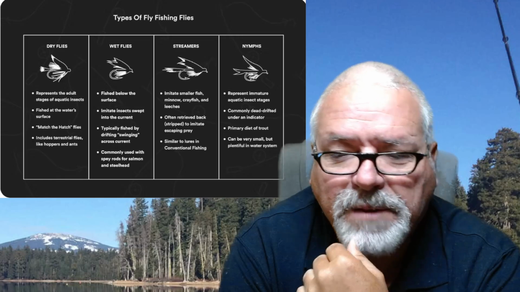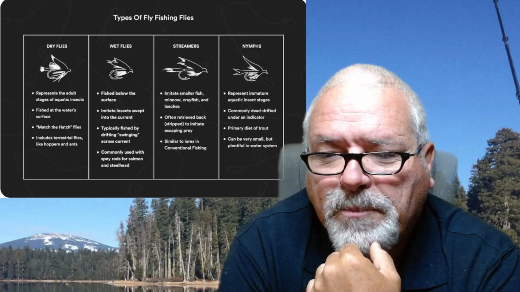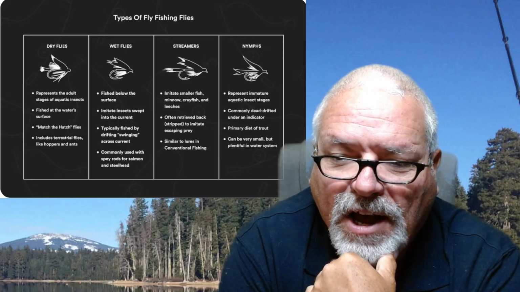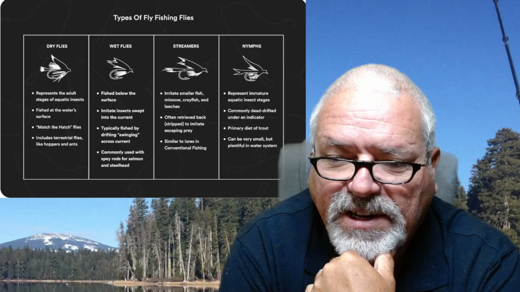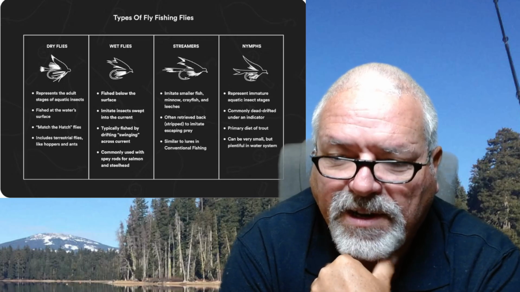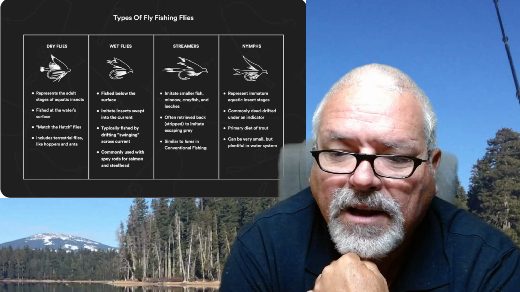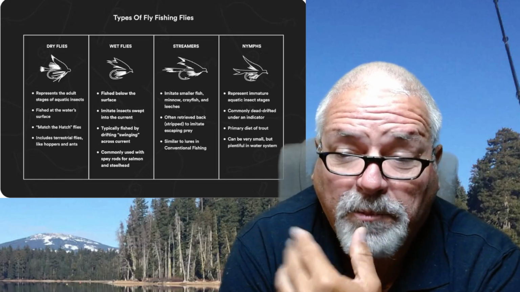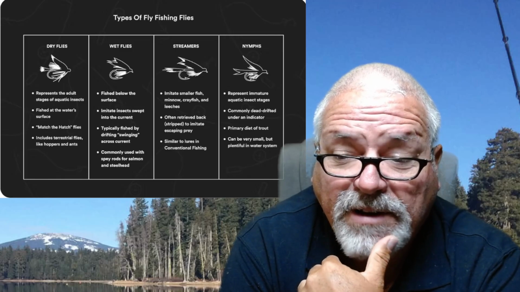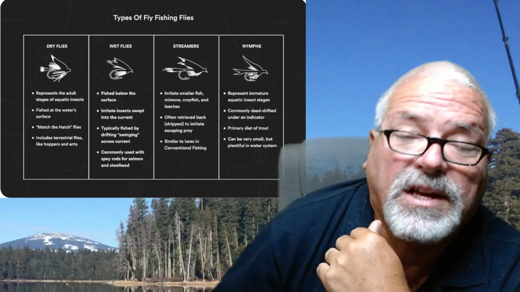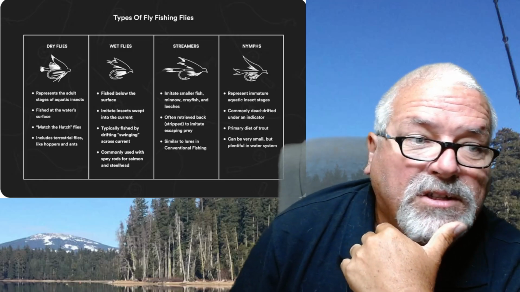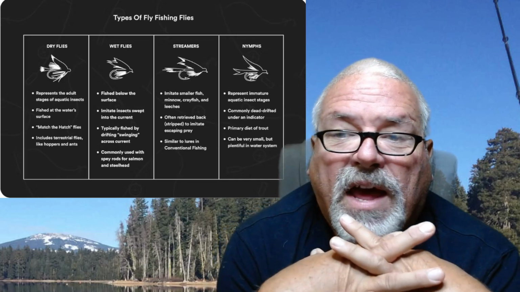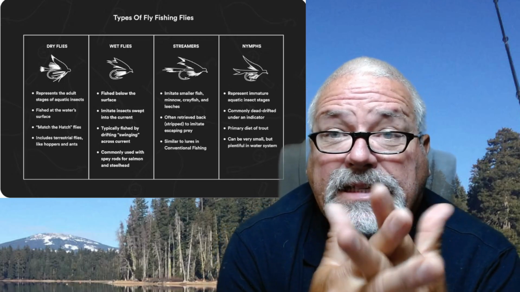Nymphs, not short for something, represent immature aquatic insect stages, commonly dead drifted under an indicator. Primary diet of trout, so this is what I'll be using a lot of. Can be very small but plentiful in water streams. So those are the 4 types of fly fishing flies.